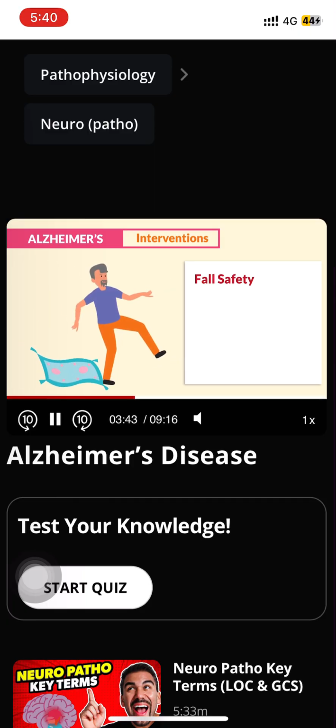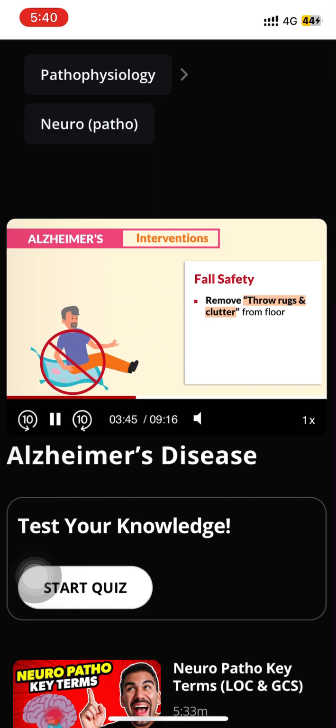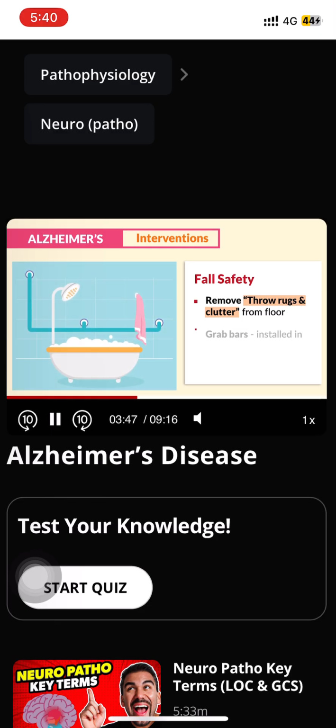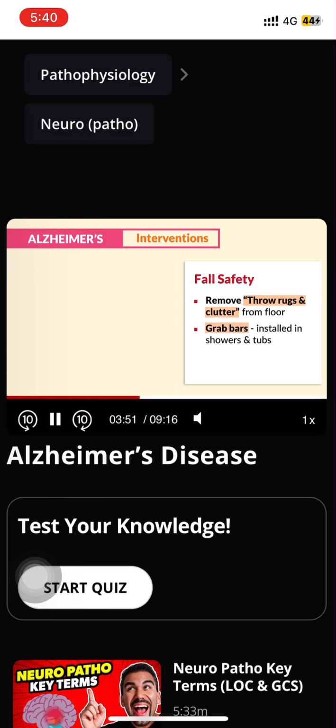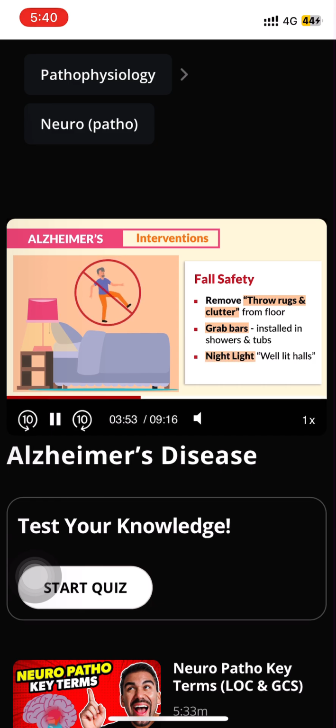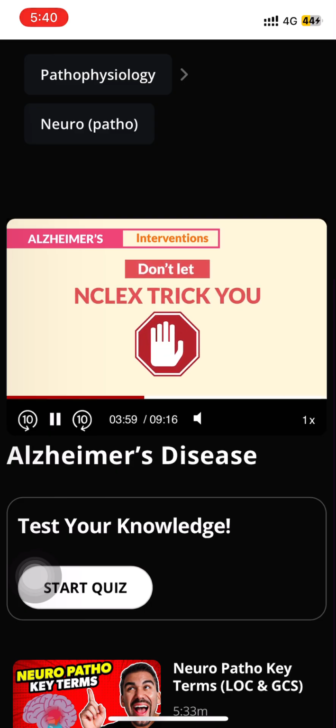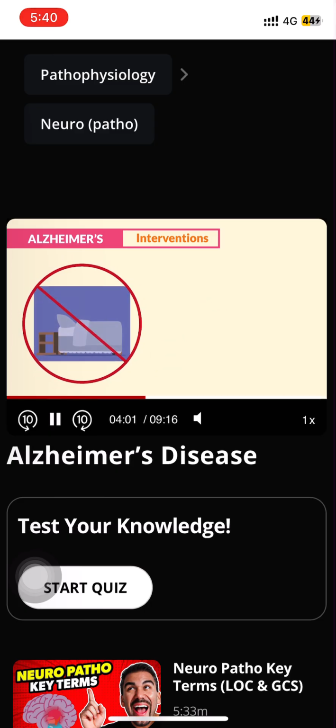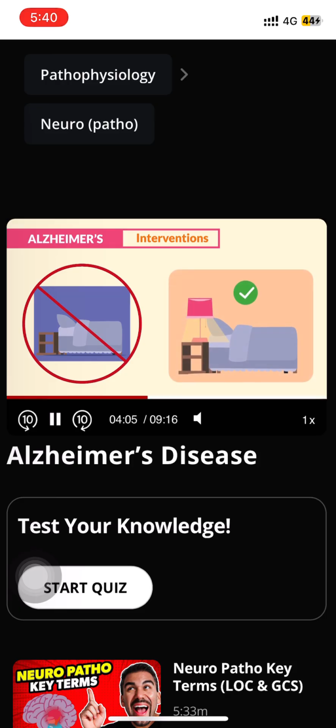Key terms here: remove throw rugs and clutter from the floor. Number 2, grab bars are installed inside the shower and tubs. And number 3, a night light and well-lit halls to prevent falls and help orient the confused client. Now, don't let the NCLEX trick you here. We do not provide a dark room or environment for sleeping. We need well-lit night lights here to prevent falls.